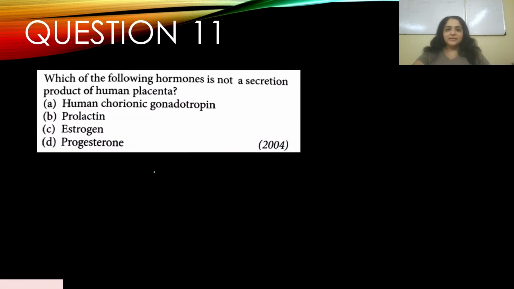Okay, so question number 11. Which of the following hormones is not a secretion product of human placenta? Again, this appeared in 2004. You have A, HCG, B, prolactin, C, estrogen, and D, progesterone. So what is not a secretion of human placenta is prolactin. Okay, so the answer is B.